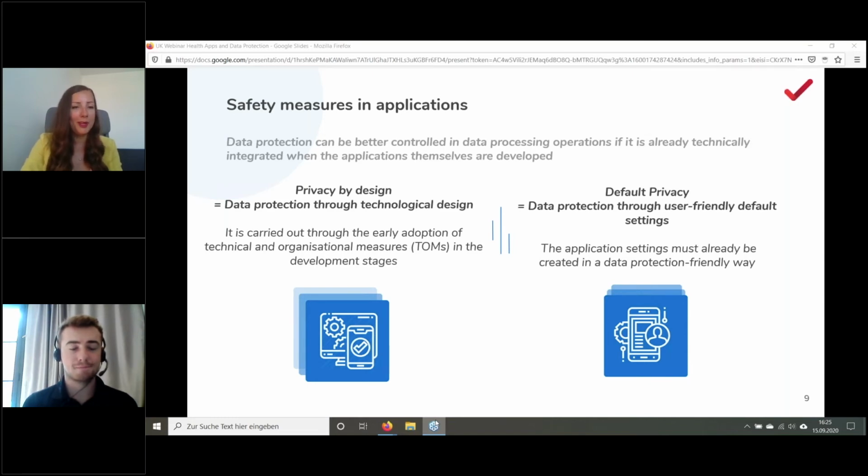And it's quite simple, as I said and mentioned many times before, data protection friendly presettings. The app should be preset so that data processing is limited to the data it requires. I repeat it so much because it's a really important point, the data minimization. And of course, data processing may not be started before the consent actually has been given.